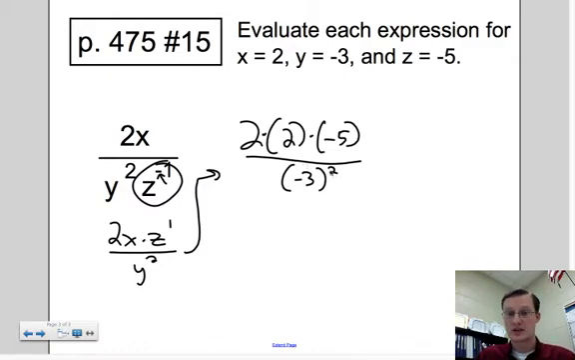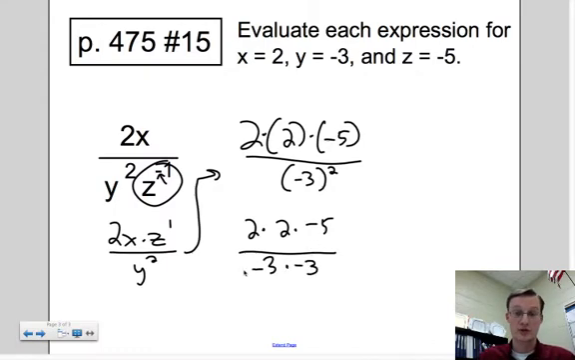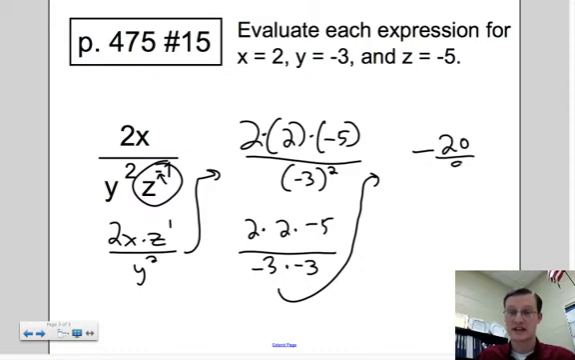And now it's pretty simple. You could say that there's 2 of these negatives, or you could just literally copy it out. Makes it pretty easy if you do actually copy it out. -3 times -3. And now I just count the negatives. 1, 2, 3 negatives. So the entire thing is going to be negative. 2 times 2 is 4, times 5 is 20, and 3 times 3 is 9.